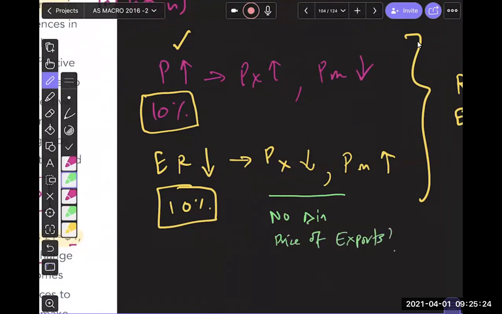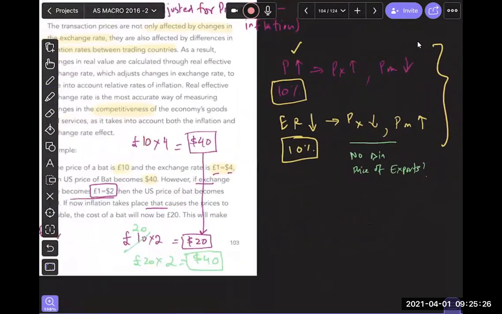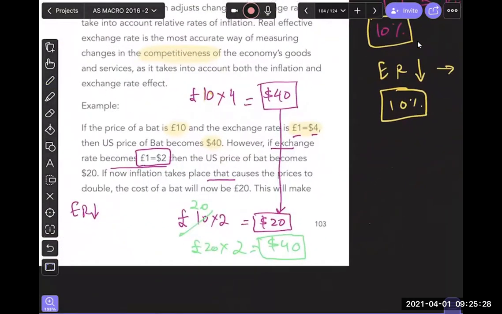So the real effective exchange rate is useful because it takes into account both these factors. Does that make sense, guys? Any questions about this? Hania or Adam or anyone? Any questions, guys? Okay, moving on.